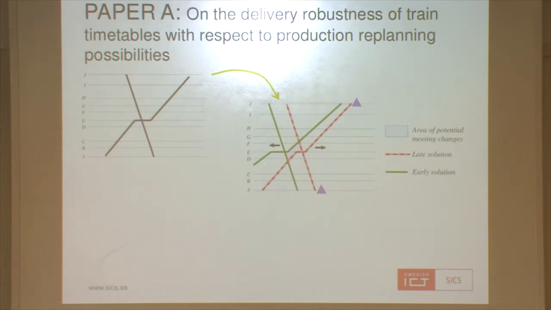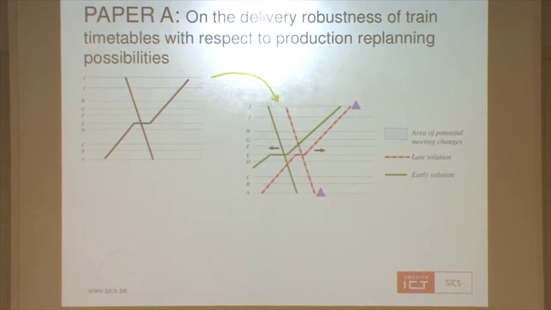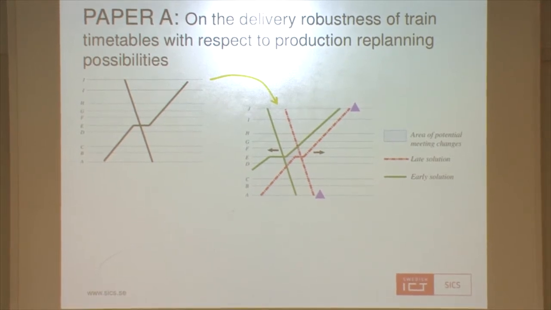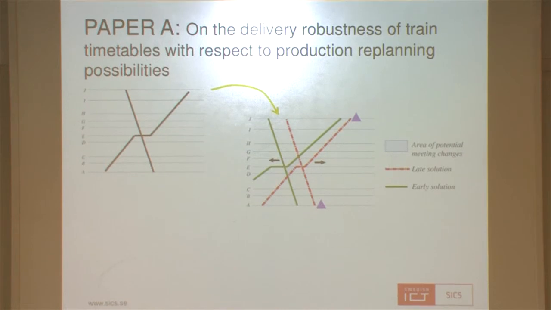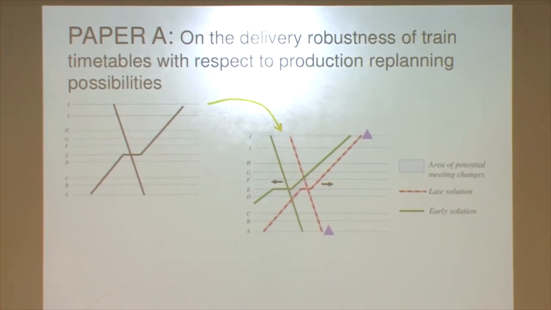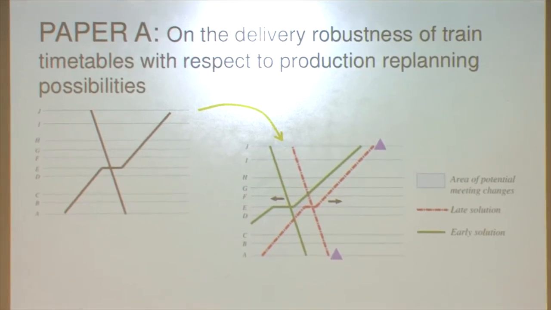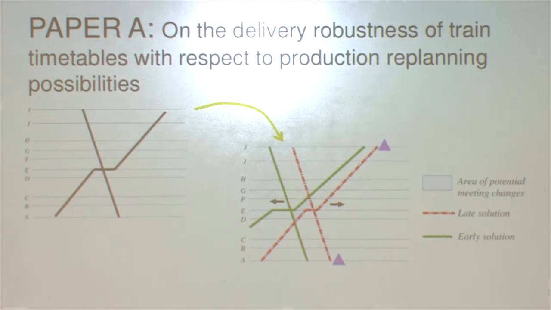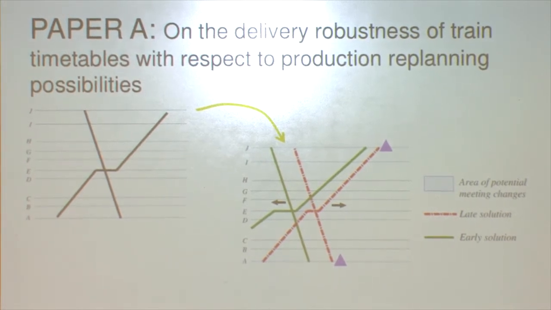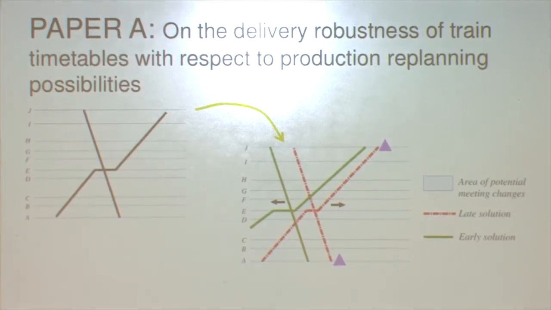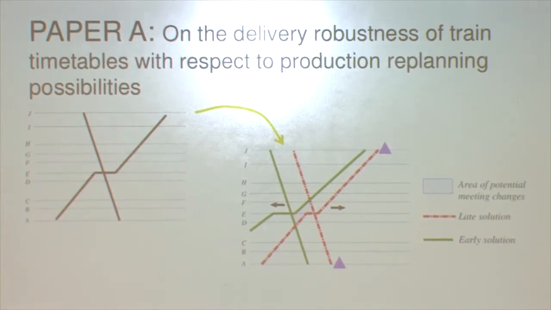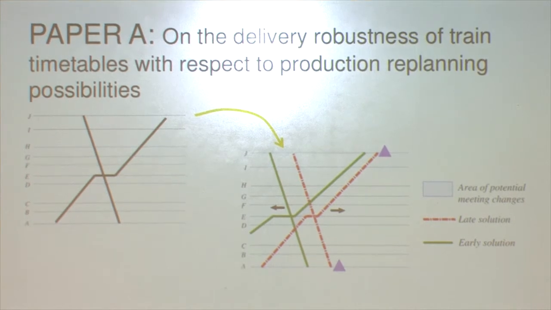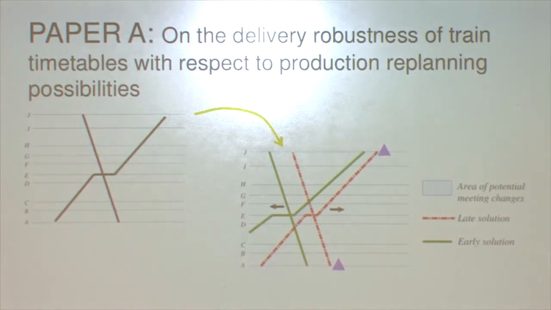And we do this by using a heuristic where we generate two timetables: an early one that we imagine being used as a production timetable, and a late one, which is the safety net. That is a solution that we know we can fall back onto if we end up in a delayed situation. And then we try to push those two apart as much as possible, either in terms of time or in terms of number of alternative meeting locations.